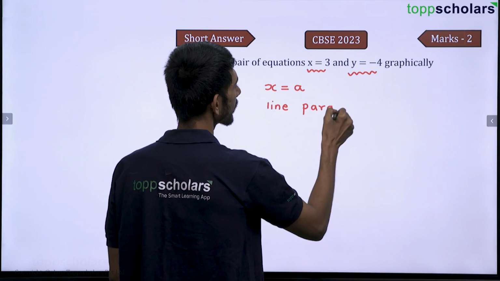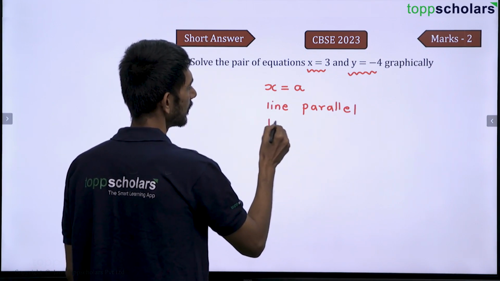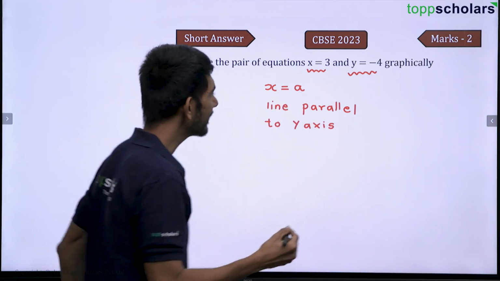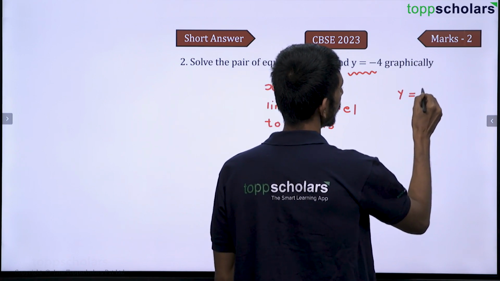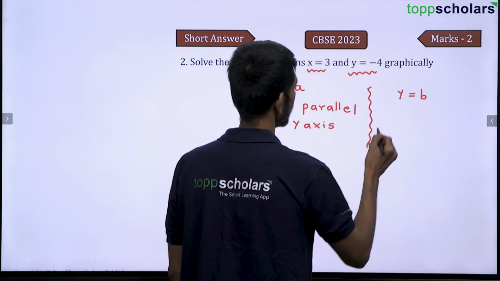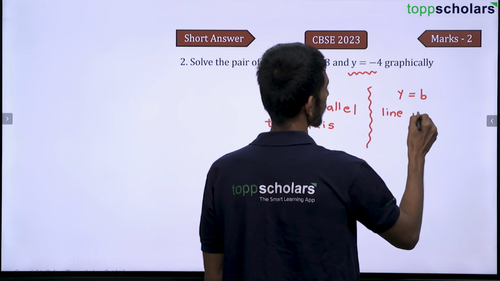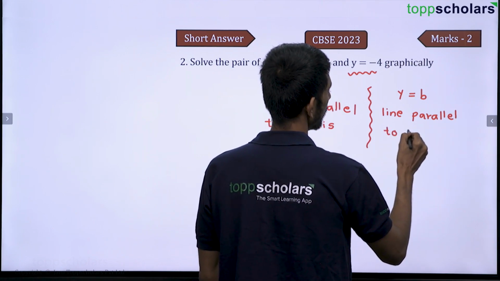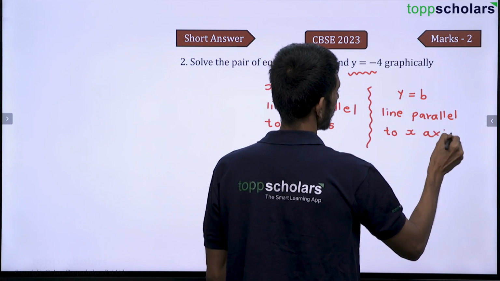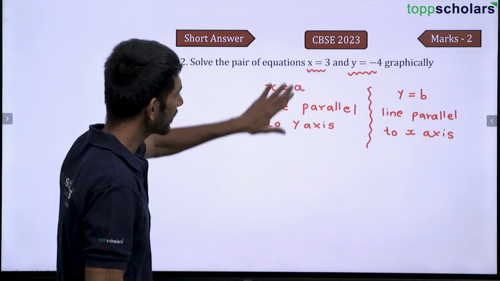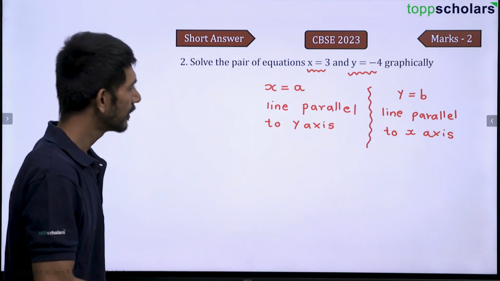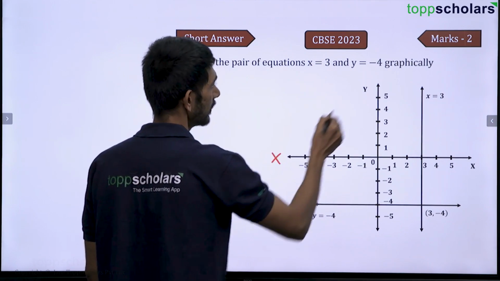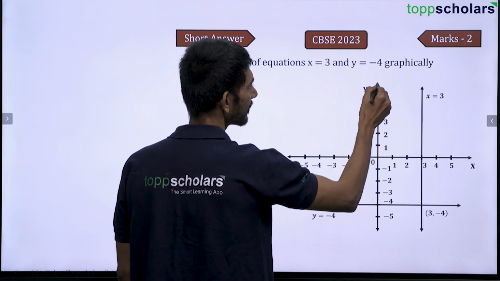parallel to y-axis, and if we have a line y is equal to b, this is a line parallel to x-axis. This is a line parallel to y-axis, this is a line parallel to x-axis, right? Observe this. So this is the x-axis, this is the y-axis. So we have the x-axis, we have the y-axis, right?